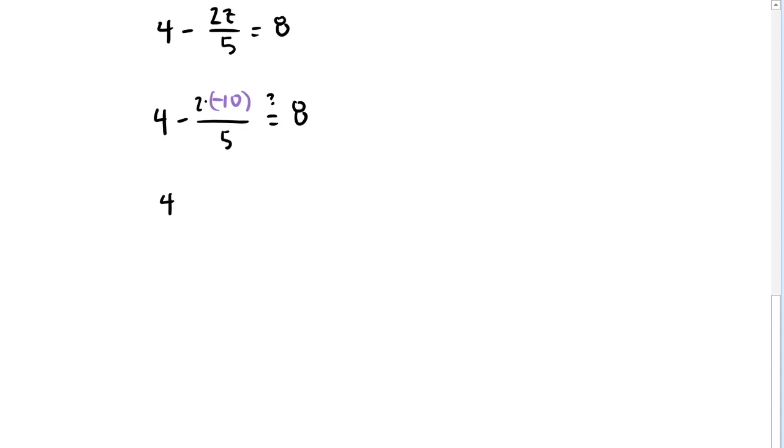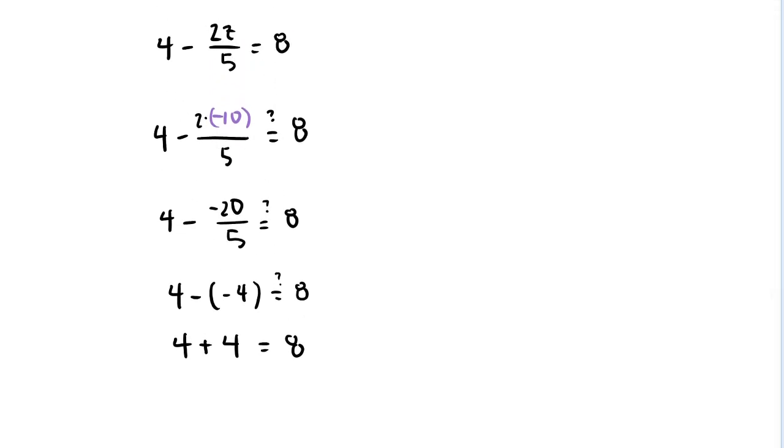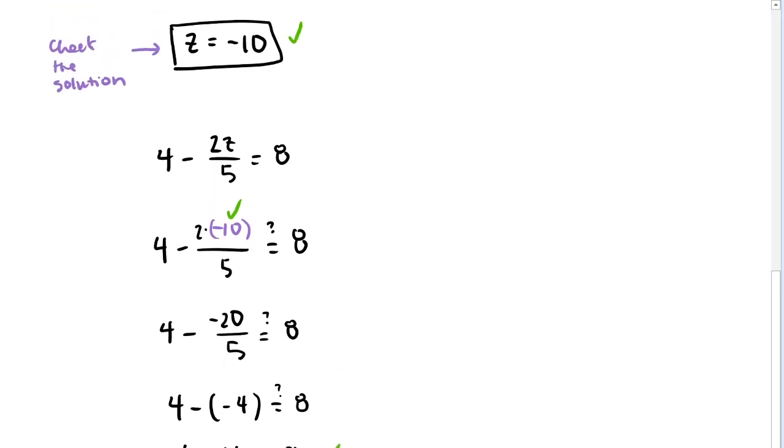So this is 4 minus 2 times negative 10 is negative 20 over 5. Is this equal to 8? Well, we've got 4 minus some quantity. What's negative 20 divided by 5? Well, that's negative 4. Okay, 20 divided by 5 is 4. Negative 20 divided by 5 is a negative 4. And is this equal to 8? Well, if I'm subtracting negative 4, that's like adding the opposite of negative 4, so that's like adding positive 4, and 4 plus 4 does equal 8. So really, this is truly a solution to our equation. So all the steps we did above, they really are valid.